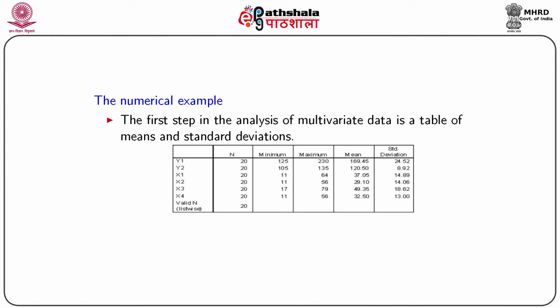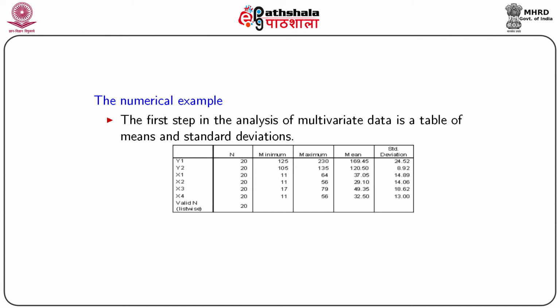Now, the first step in any kind of statistical analysis is probably to compute the summary statistics for each of these variables. So, in the next table, we analyze the multivariate data and we produce the mean and the standard deviation as well as the minimum and maximum of each of these variables. For instance, for the first dependent variable y1, we can see that the number of observations is 20, the minimum number is 125 and the maximum that this variable can attain is 230.